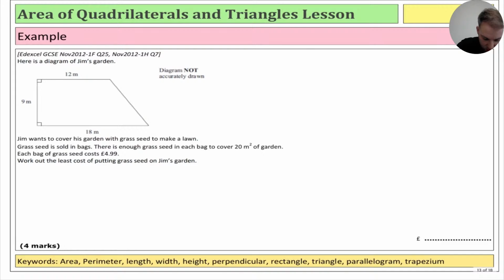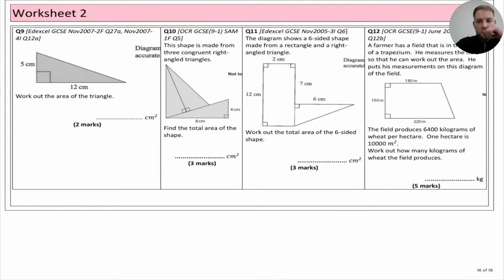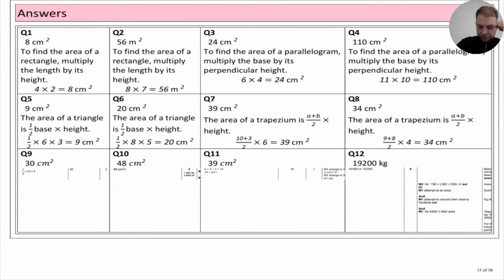I've got some questions here to have a go at. I'm going to leave that one for now, because I do want us to have a go at some of these. These are your questions, and I have these on Dr Frost, so I'll set these for you on Dr Frost. Let me just show what the questions are. So here are the questions, and we've got some more here, and then we've got the answers there.